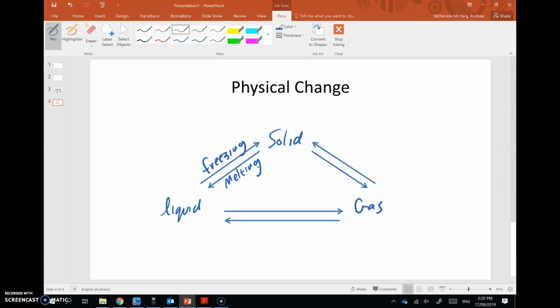Okay, so liquid to gas is, well, I suppose you could say boiling. That would be okay, but I'm going to put evaporation. Gas back to liquid, condensation.